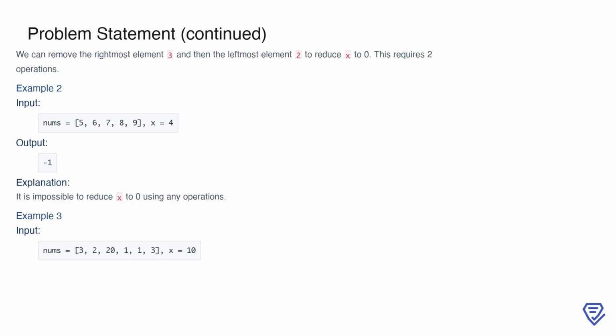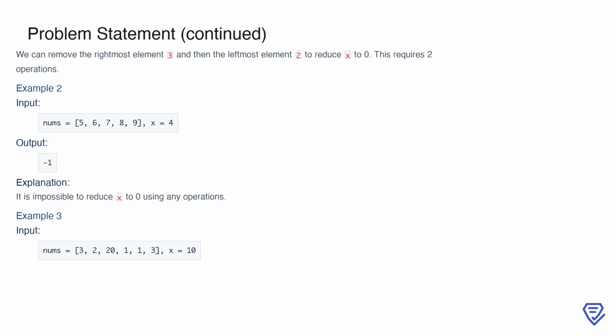Now, let's consider a second example with the input nums equals 5, 6, 7, 8, 9, and x equals 4. In this case, no matter how we try to remove elements from either end of the array, it's impossible to reduce x to 0. Therefore, the output is -1, indicating that the task cannot be accomplished.